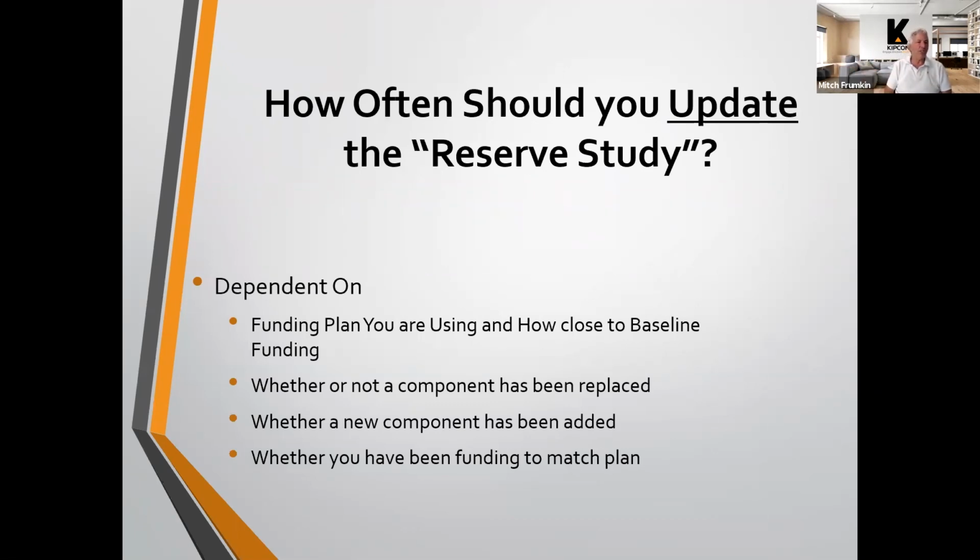How many of you have wood siding on your buildings? Wood siding, let's say its useful life is 35 years, even if you maintain it properly. You should be adding that to your reserve study possibly at some point. Whether or not you've been funding to match the plan would be an update.